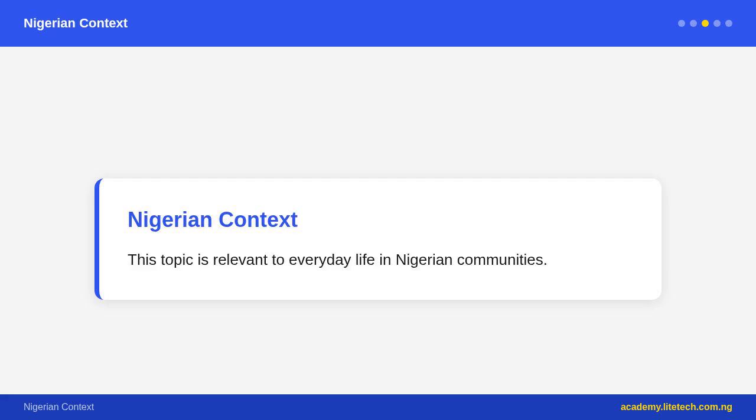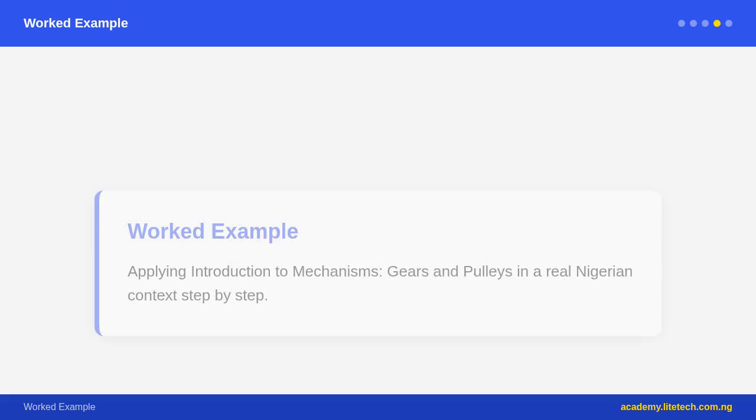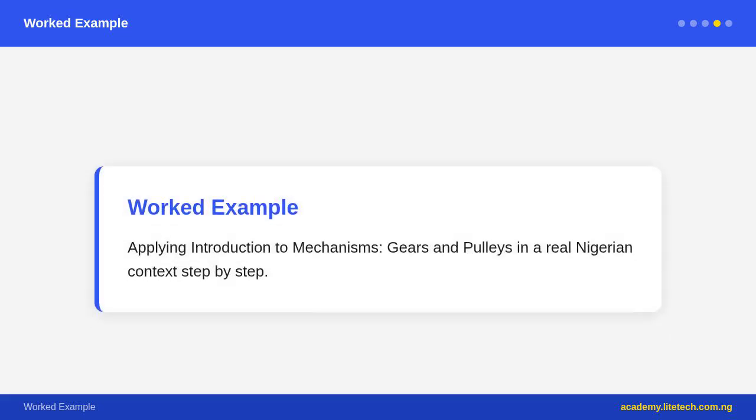A pulley is a wheel with a groove around its rim through which a rope, belt, or chain passes. Pulleys are used to lift loads, transmit power between shafts, or change the direction of a force. A fixed pulley changes only the direction of the force. You pull down on the rope and the load goes up.